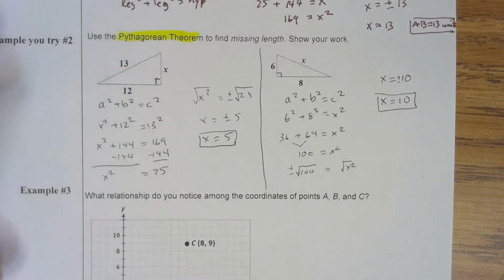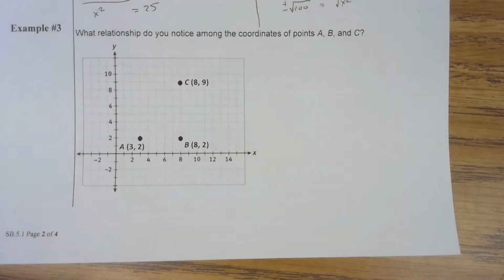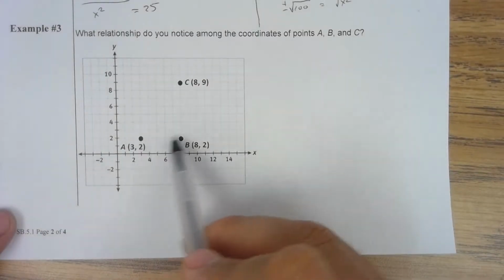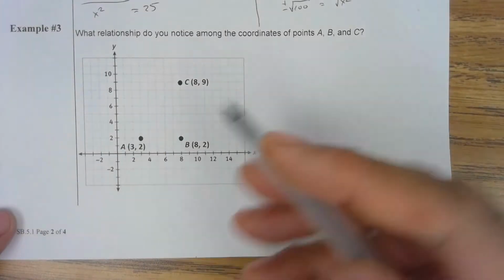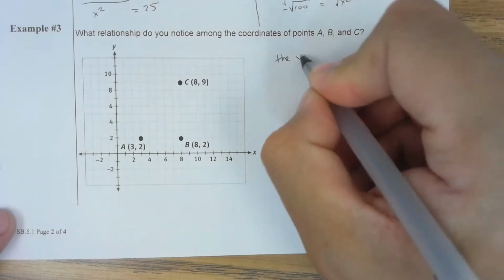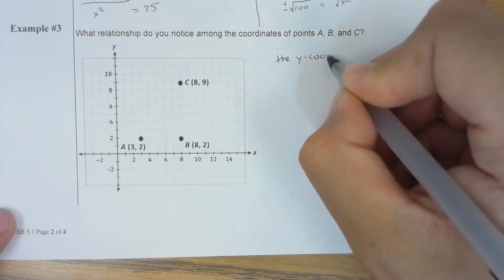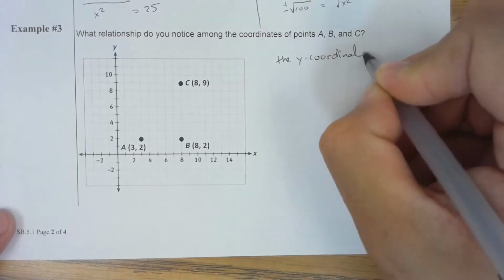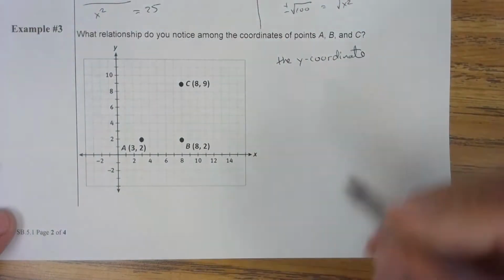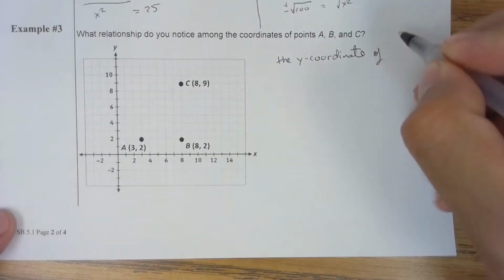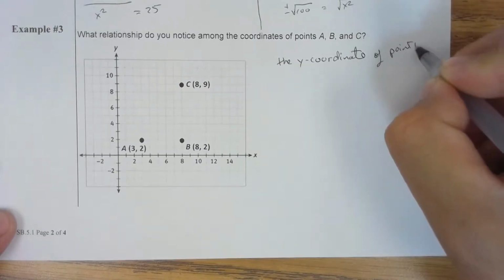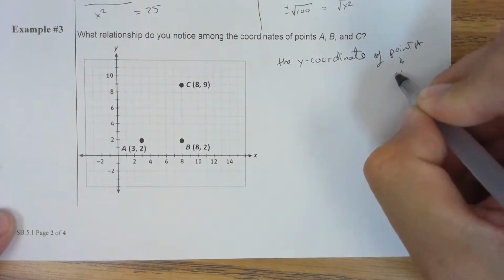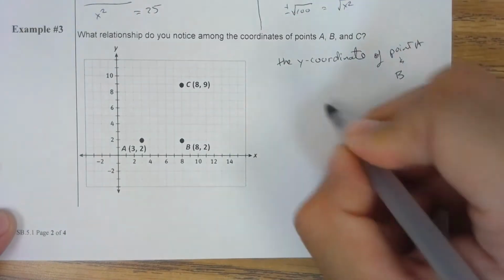Alright, so let's take a look at example 3. What relationship do you notice among the coordinates of points A, B, and C? Well, if you look at A and B right here, they're on the same level. So we know that the y coordinates of points A and B are all the same.